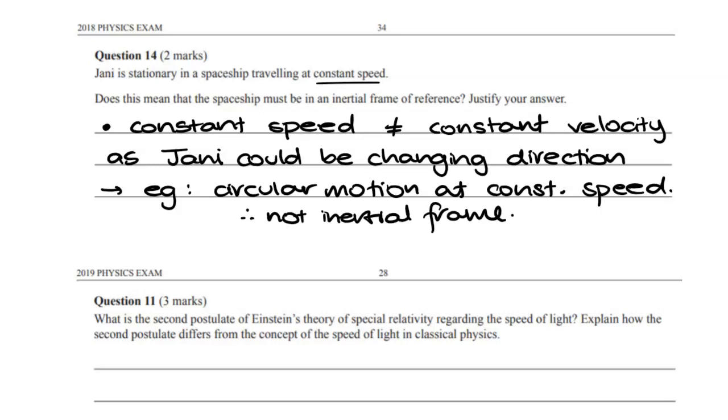Constant speed does not equal constant velocity, as Yanni or Jenny could be changing direction. An example could be traveling in circular motion at a constant speed. So some sort of acknowledgement of the fact that you know that constant speed is not the same as constant velocity. Then answering the question: therefore not an inertial reference frame. So a nice justification there, and clearly stating that it's not an inertial reference frame.